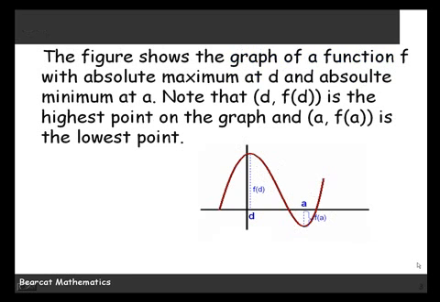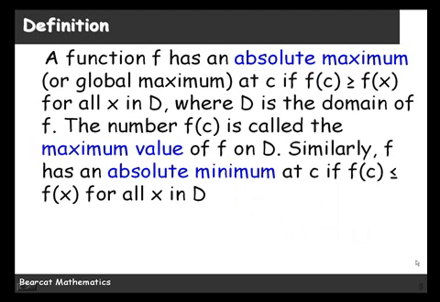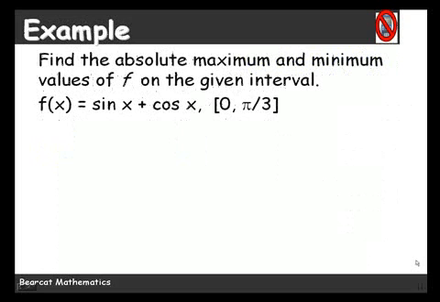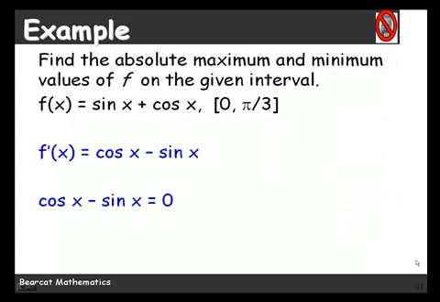So basically I need to find where the first derivative is 0 or where the function is undefined, and that's where my maxes and mins are going to occur. Let's go back to that slide. So my first derivative: the derivative of sine we know is cosine, and the derivative of cosine is negative sine, so there's my first derivative. I need to know where that equals 0, so I'm going to set that equal to 0.